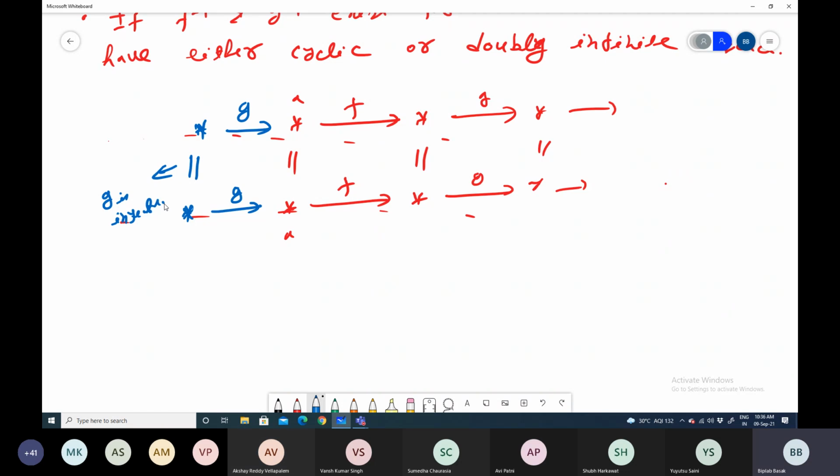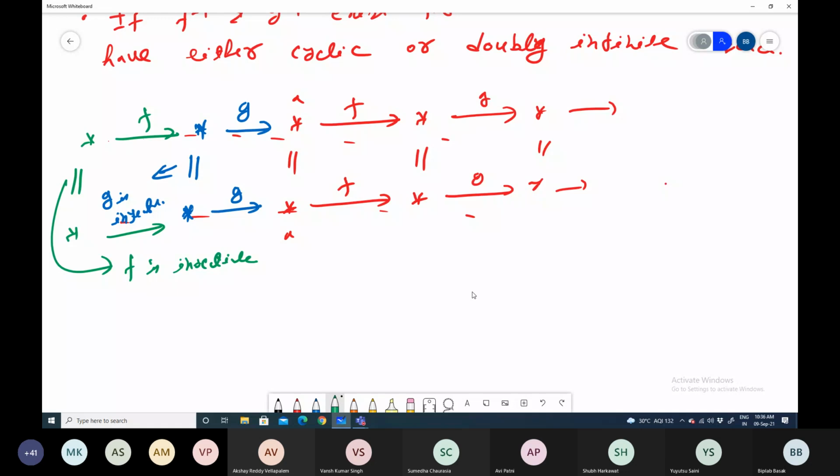Now again, if something exists here, say this is F, this is F. If they exist, then again they are the same because F is injective, right? So if any two elements are the same, then the whole chains are the same.